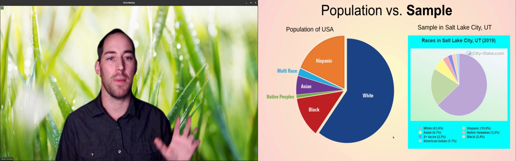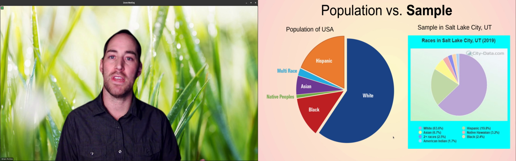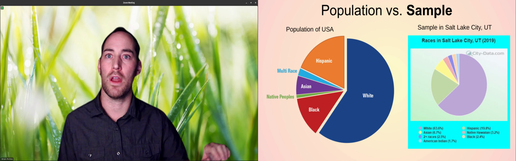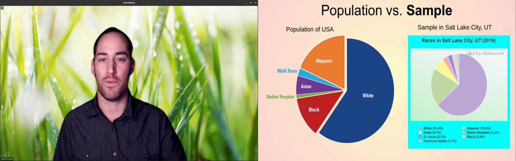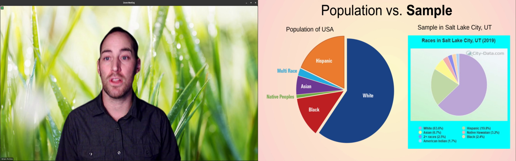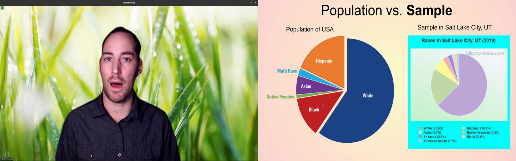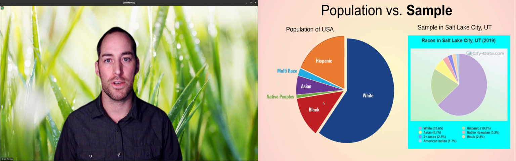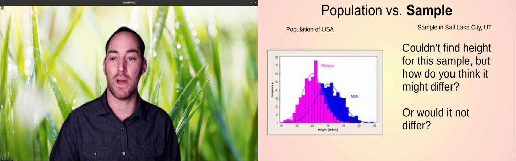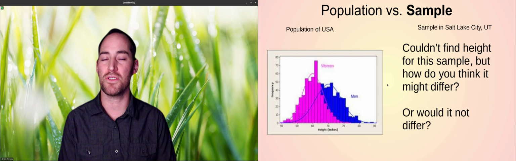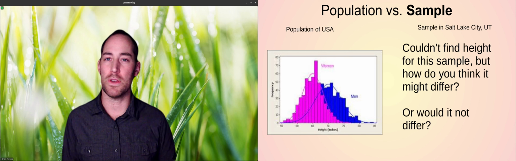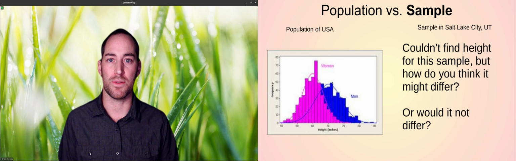So instead of taking maybe 500 people from Salt Lake, maybe we take 100 people from Salt Lake, 100 people from somewhere on the East Coast, 100 people from somewhere on the West Coast, 100 people from the Midwest, and then another assortment of 100 people. That would probably give us a closer representation of the actual population. So population and sample are two terms I hope you get clear on as we continue talking about things. I couldn't actually find data on the height of people in Salt Lake City, but do you think it would differ from the population of the US dramatically?